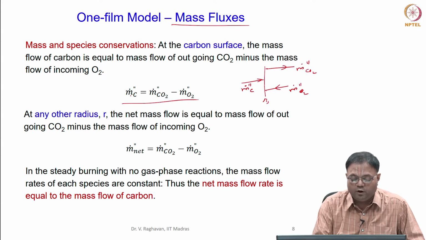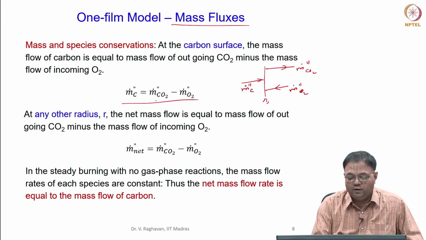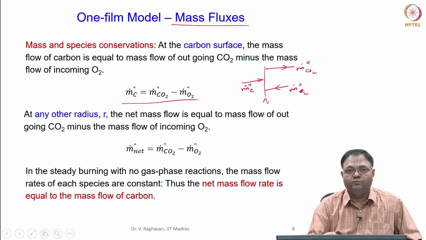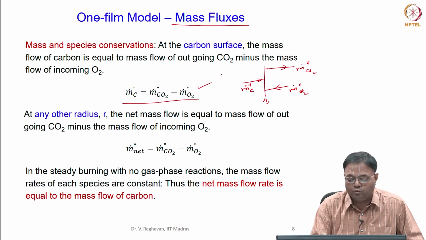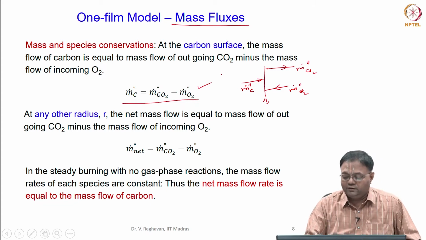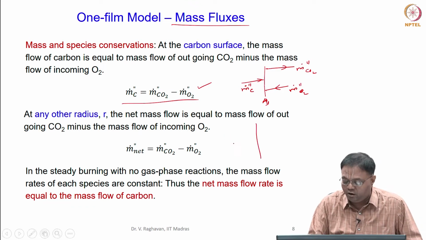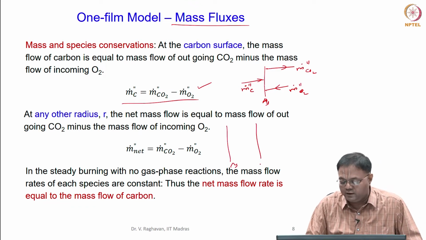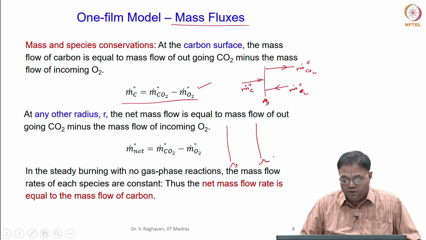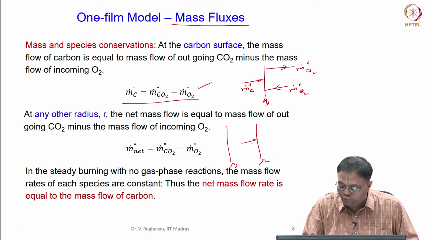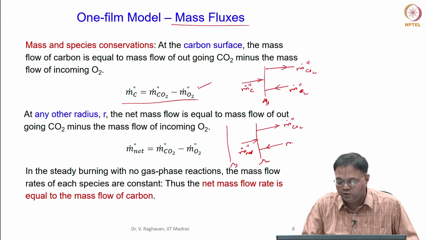So m dot double dash C equals, in the same direction, m dot double dash CO2, minus oxygen comes in the opposite direction, m dot double dash O2. So this is at the surface R_S. At any other radius R, an arbitrary radius, you can see that there is a net flow rate, which is nothing but the flow rate of CO2 at that point, and oxygen also is coming.